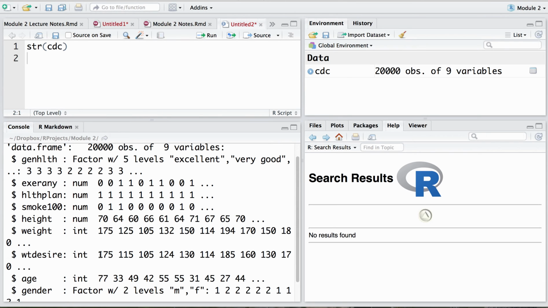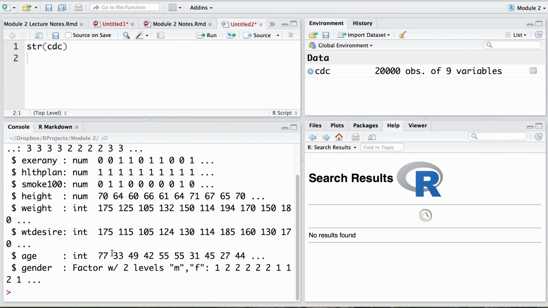And wtdesire, this is the weight that I would like to have. And you can see the first 3 people are exactly where they want to be, but then you come to this 4th person whose current weight is 132, but the desired weight is 124. So that person wants to lose 8 pounds, and this next person would like to lose 20 pounds. Okay, age, that's self-explanatory, just age in years. And then there's gender, which obviously has the values M and F.